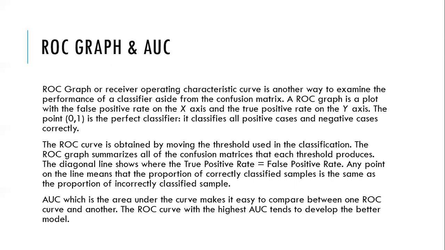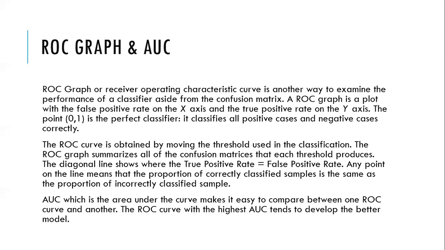And the diagonal line on the ROC curve shows where the true positive rate and the false positive rate are equal. Any point on the line means that the proportion of the correctly classified sample is the same as the proportion of the incorrectly classified sample.